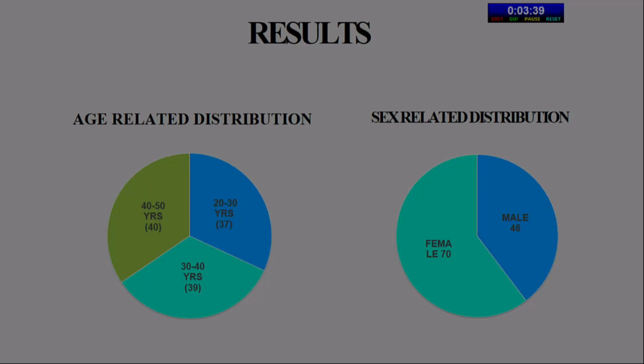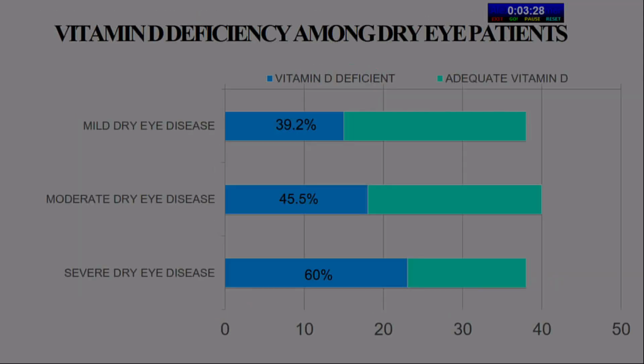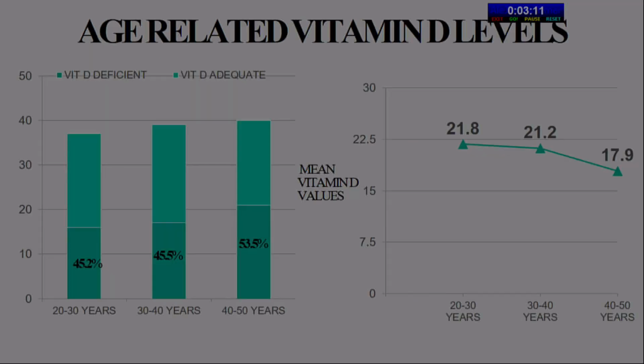The mean age of my sample is 35.25. Females were more in my study. Moderate dry eye disease patients came out more in my study. Vitamin D deficiency in severe dry eye disease was maximum at 60%, where the mean vitamin D value in severe dry eye disease patients was 16.2, the minimum being 5.3 and the maximum being 31.2.